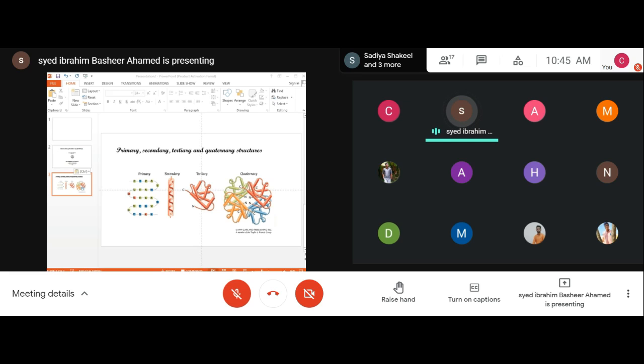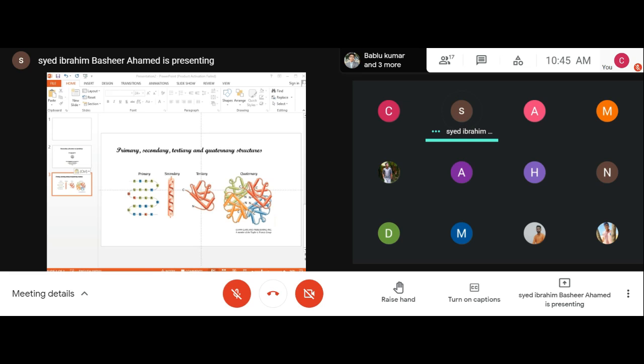In case of hemoglobin, you can call it a homopolymer, because all four polypeptide chains have the same amino acid sequence. In case of ribosome, you have a number of polypeptide chains, and each polypeptide chain has a different sequence.